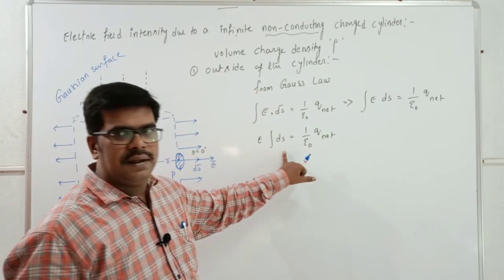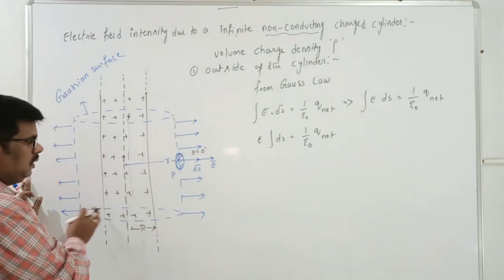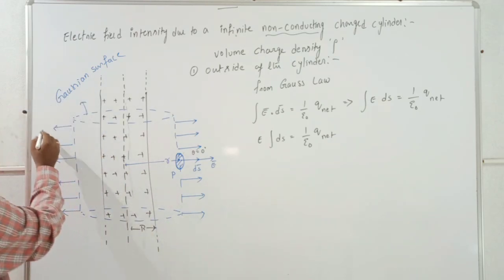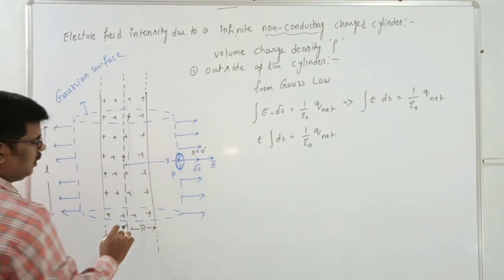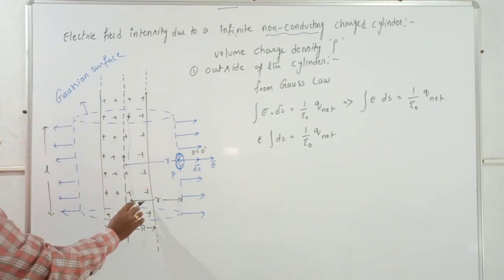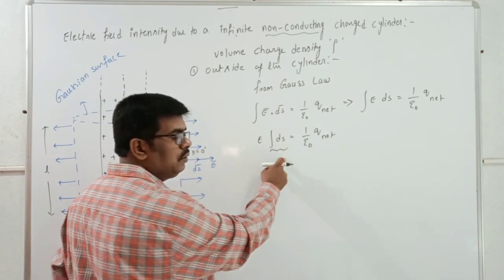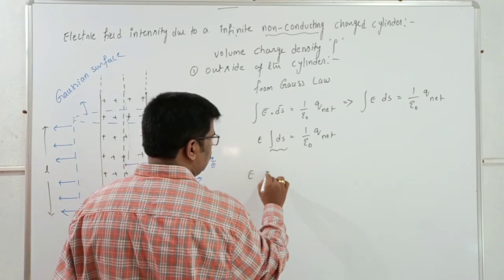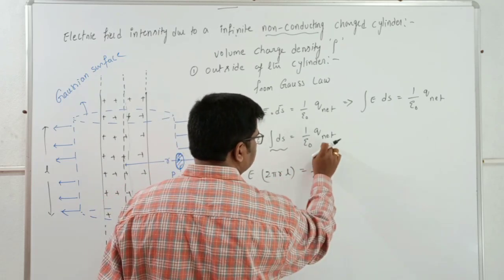Then integral ds means, as we discussed in the last case, the surface area of the Gaussian cylinder. We take the Gaussian cylinder with length L and radius R. That's why the surface area of this is 2 pi R into length L. Therefore, in place of integral ds we write the surface area of the Gaussian cylinder, that is E into 2 pi R L is equal to 1 by epsilon naught times the net charge enclosed.